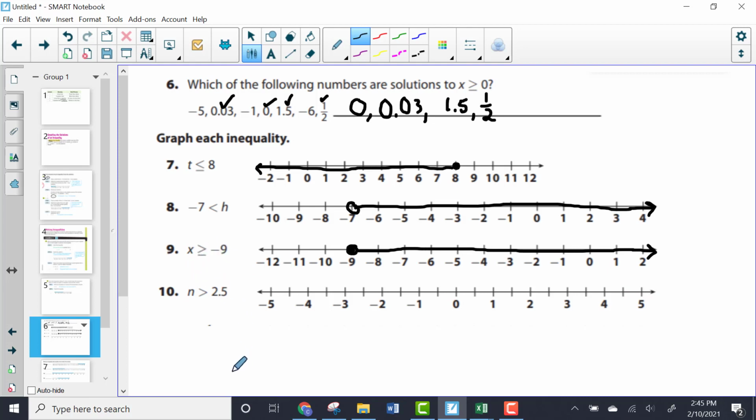Finally, number 10, n is greater than 2.5. So we go to 2.5. We do not color it in. The reason we don't color it in is because 2.5 is not a solution. Now we graph this to the right, showing that everything to the right of 2.5 on the number line would be a solution, because n has to be greater than 2.5. All of these numbers to the right could be possible solutions to this inequality.